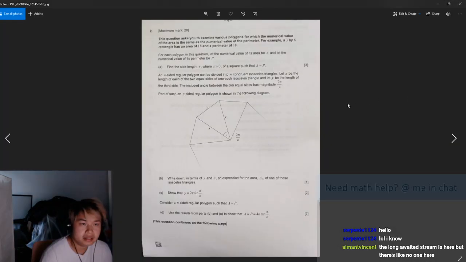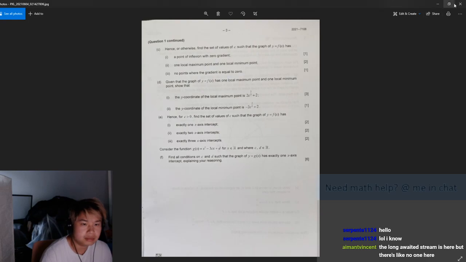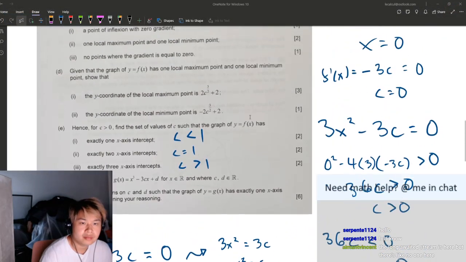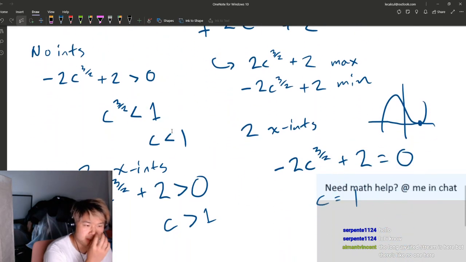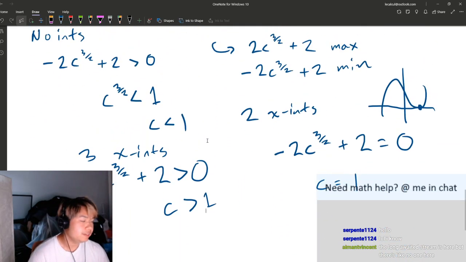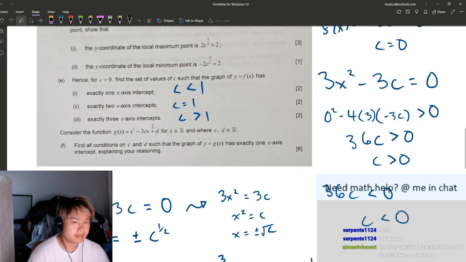Okay, and then, oops, that's the next question. Oh, I'm not done. Okay. And then finally, we're going to put everything together and find all the conditions, including D, such that the graph has exactly one axis intercept. Explain your reasoning. Okay, so this one, if you think about what D is, it's the y-intercept, because you would plug in 0 and you just get D.